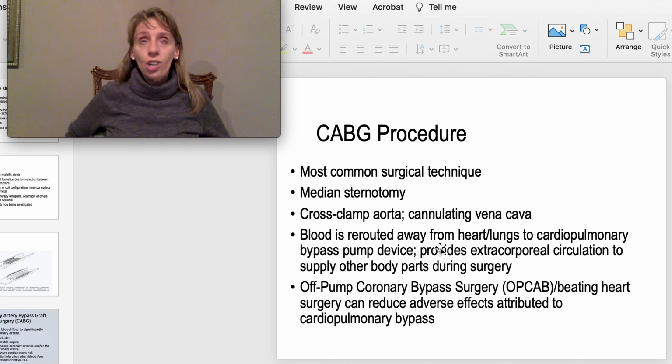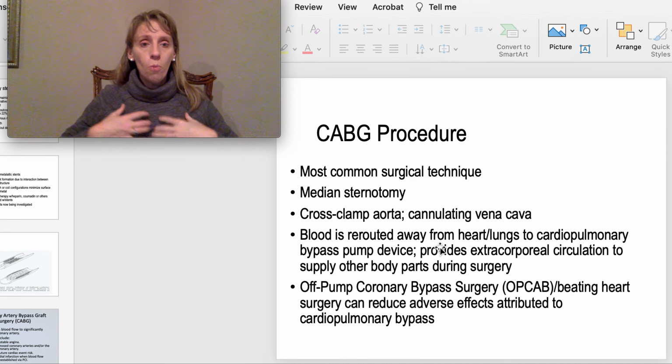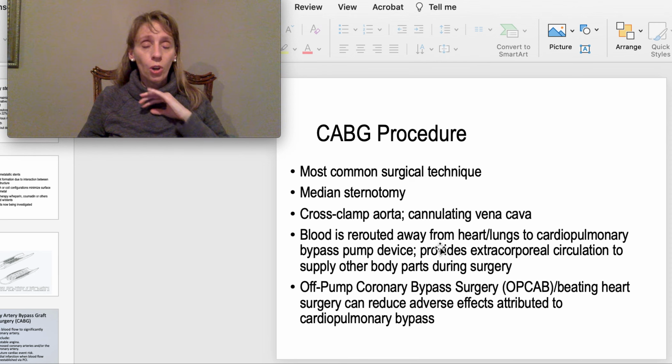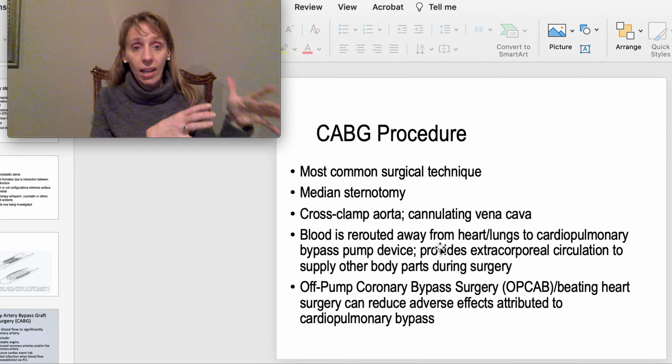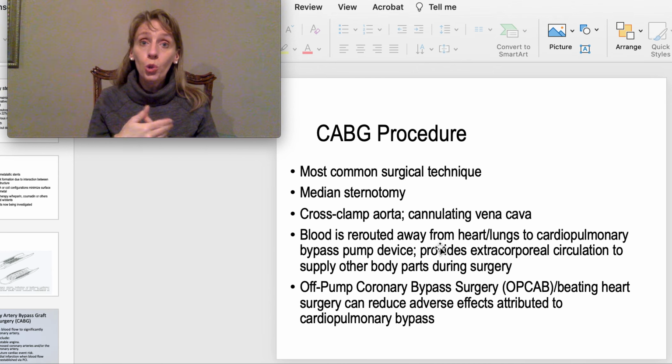So for CABG, open heart surgery, it is very, very common. Hospitals nationwide do these every day, all day long. They saw through the sternum, open up, get access to that heart. They know what the blockages are because, of course, they've already had the angiogram, and they're going to go in and bypass, make new vessels to bypass the blockages.